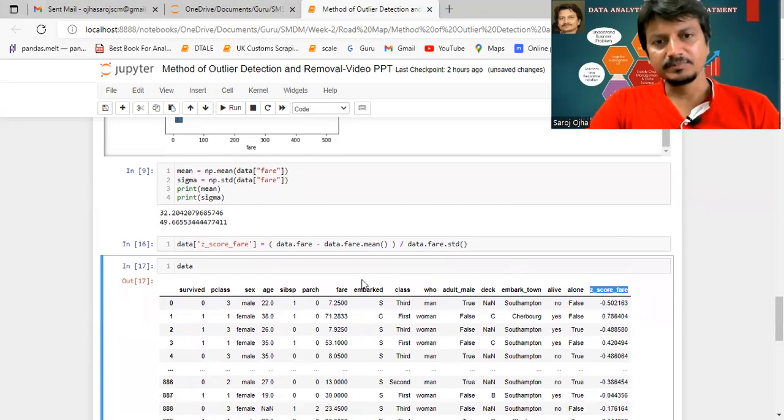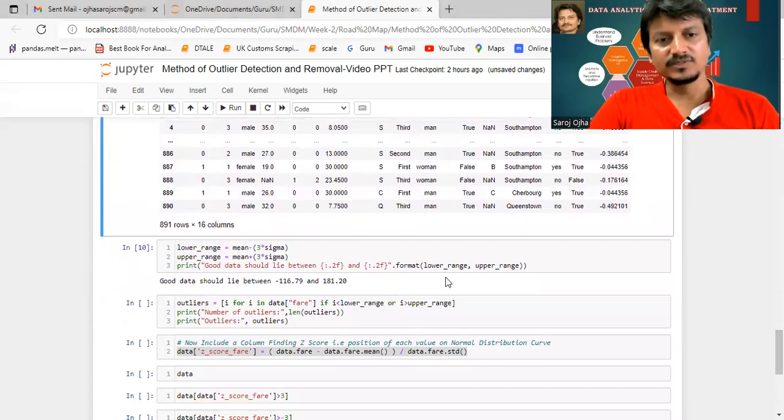So what is a Z score? X is your fare, minus the mean of fare, and then divided by the standard deviation. That's basically your area of distribution from the mean on the normal distribution curve.